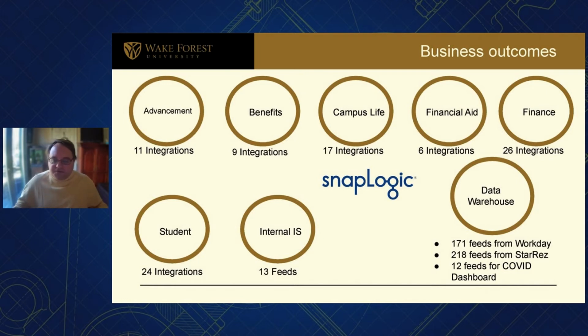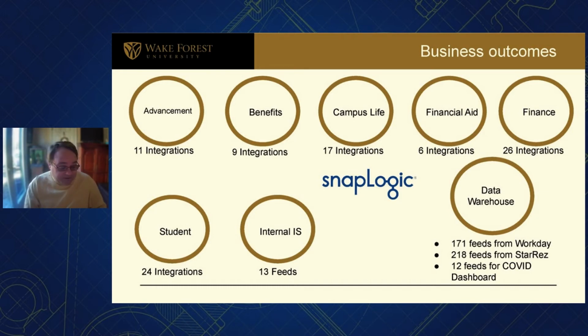I also touched on the fact that the data warehouse was sort of in its infancy at the time that we started this process of transforming into the cloud. And so they've been very busy. They pretty much got a jump start on working with SnapLogic. They wrote 171 feeds from Workday, 218 feeds from StarRes, which is our residence life and housing system, which is also in the cloud. It is also a cloud SaaS service. So they were doing an awful lot of REST calls there.